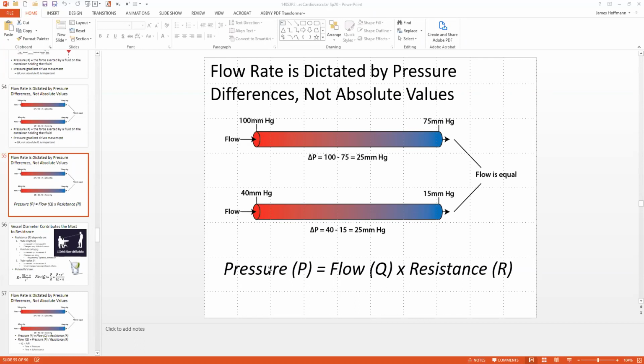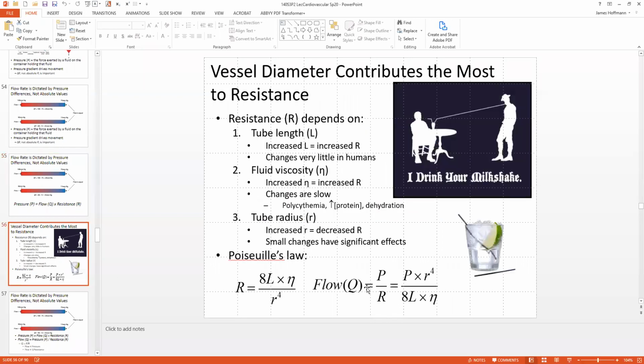So I get flow equals pressure over resistance, right? Make sure you understand that pressure equals flow times resistance, but flow equals pressure divided by resistance, okay? So when we look at Poiseuille's law, Poiseuille's law says resistance is equal to 8Lη over small r to the 4th. Don't worry about the 8, it's just a coefficient, but it's length times the viscosity.